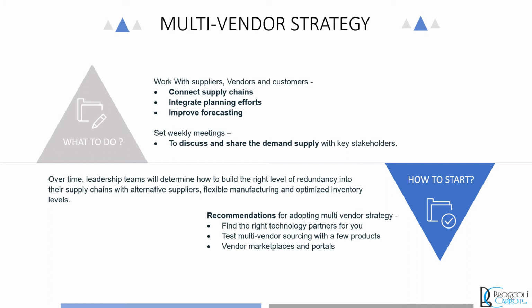Number 1, find the right technology partners for you. There is a seemingly endless amount of tech solutions to vet. Businesses can surely find fit for their current process available. Number 2, test multi-vendor sourcing with a few products first before expanding updated processes across your entire product line. If it provides fruitful results, then only start implementing such in your different product lines.